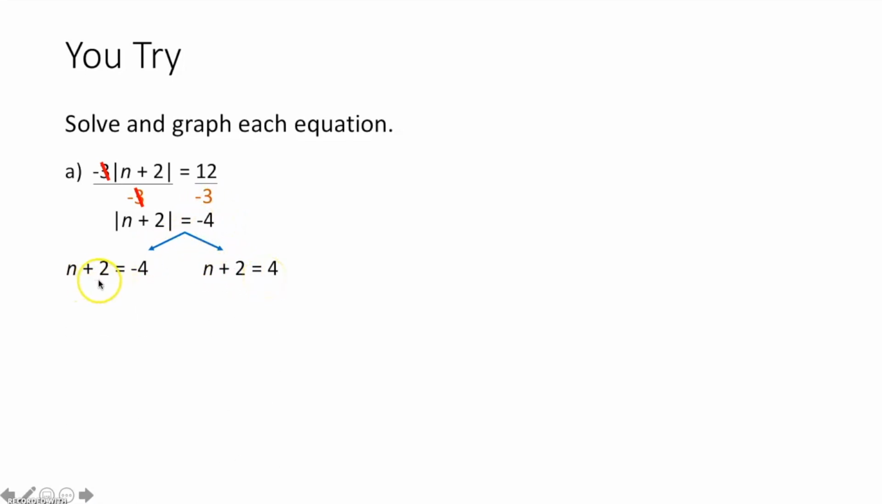Now we solve both of these. Here, I subtract 2 from both sides, and I get n is equal to -6. Over here, I subtract 2 from both sides, I get n is equal to 2. Now we have two of our possible answers, so we're going to check those.